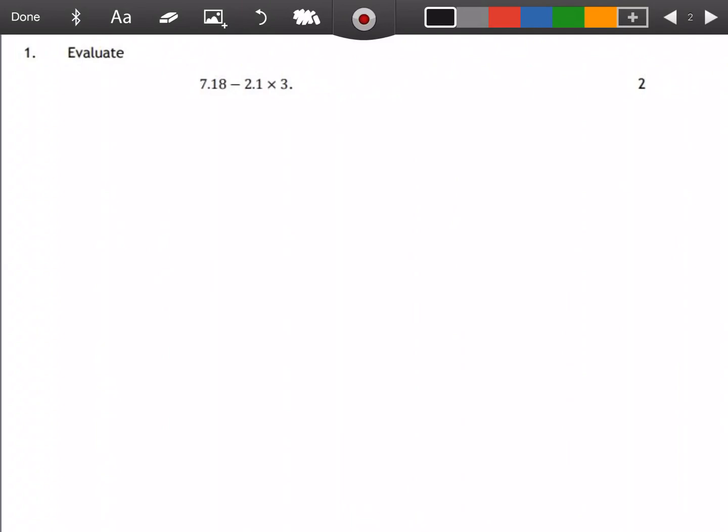Number 1. Evaluate. It's a simple number question related to BODMAS. Remember BODMAS? Any brackets you see, do them first. Any divisions and multiplications should be done next, and any adds or subtracts at the end. So we've got a subtraction and a multiplication in this question, so we're actually going to do the multiplication part first.